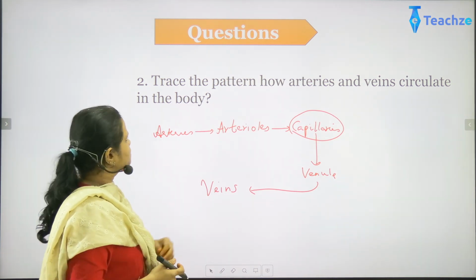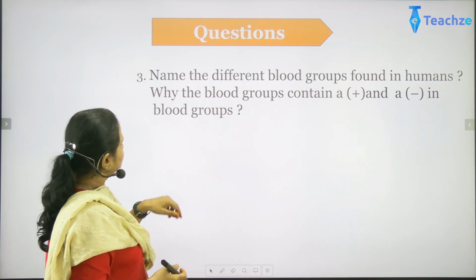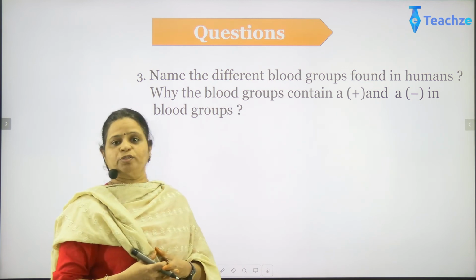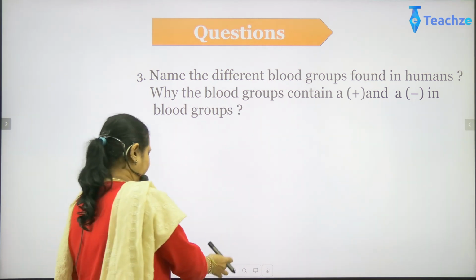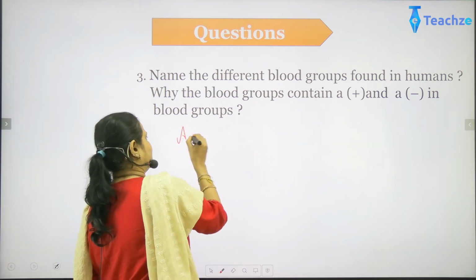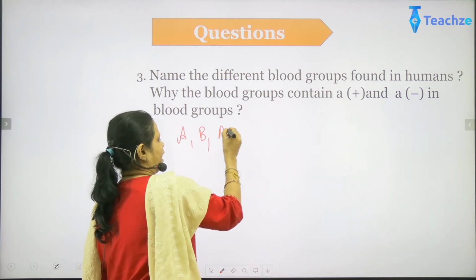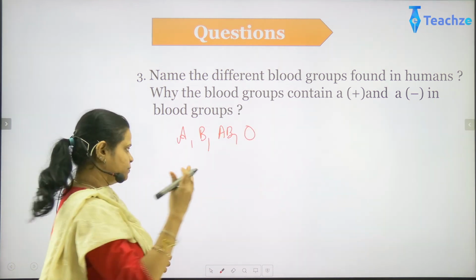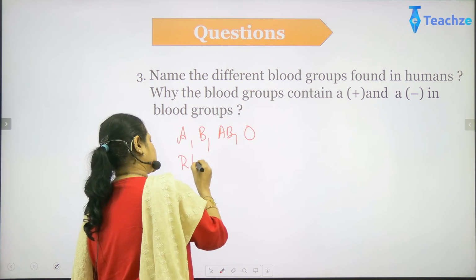Now coming to the last question. Name the different blood groups found in humans. Why do the blood groups contain a positive and a negative sign? So looking at the blood groups, just name them. What are the different blood groups? You can give the names here: A, B and O. And why do they have a positive and a negative? This comes from a factor which is called the rhesus factor.